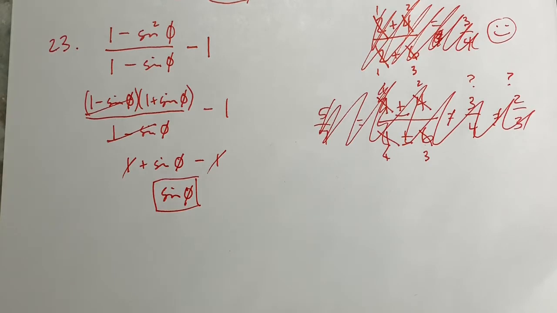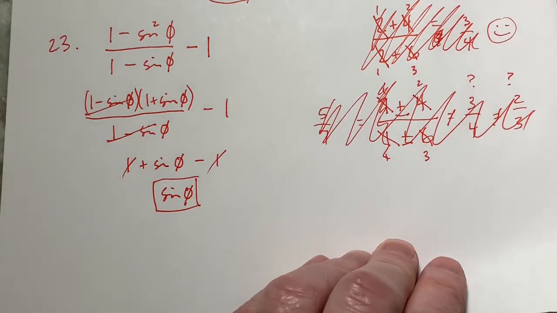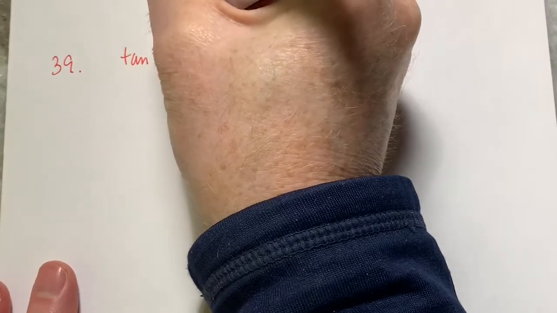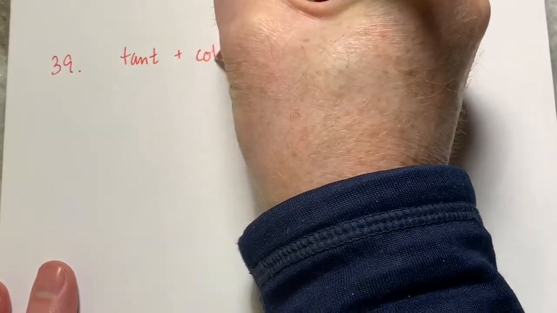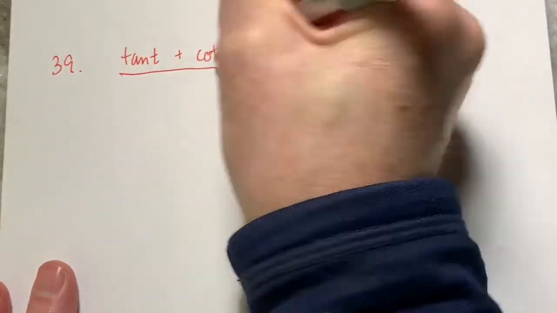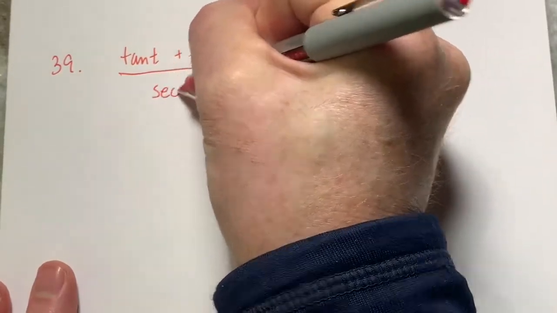You track with me? All right, so that was 23. We're going to jump over to 39. All right, so here's number 39. And 39, we have the tangent of t plus the cotangent of t over the secant squared of t.